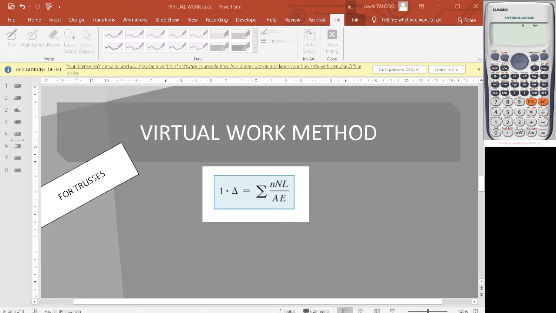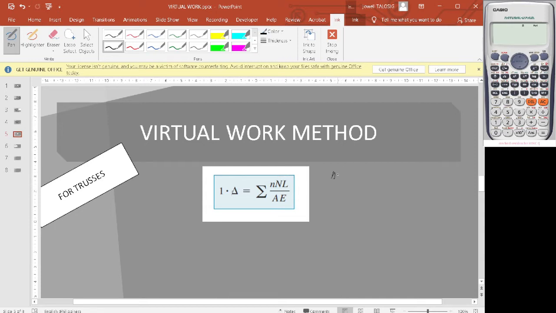Okay, so as you all know, we have here the formula for the virtual work method for trusses. Let's define first the formula. So now we have again the same right term, that is 1 times delta. The 1 here will be the external virtual or unit load, and then delta will be your deformation or deflection. And then we have here N.